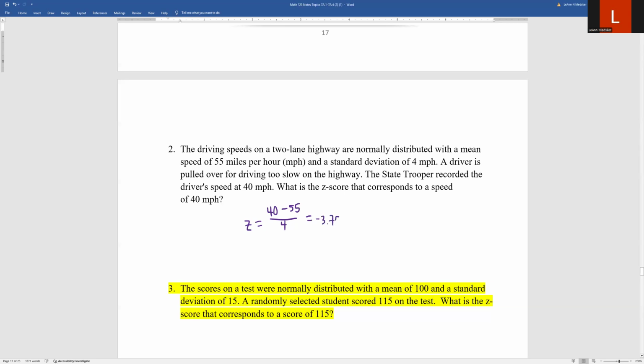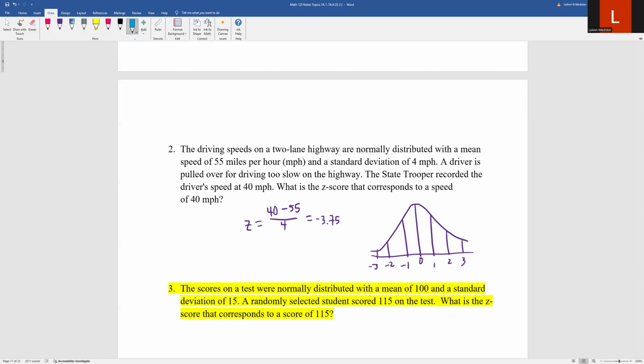-3.75. So yes, I absolutely agree that this cop should have pulled this person over, because if you think about what that means, here's 0, here's 1, here's 2, here's 3, and these are all the negatives, right? Because they're on the left side, and then there's 1, and there's 2, and there's 3. -3.75 is way down here, right? This person is in that 0.15%. They're actually way lower than that. They're almost at -4.